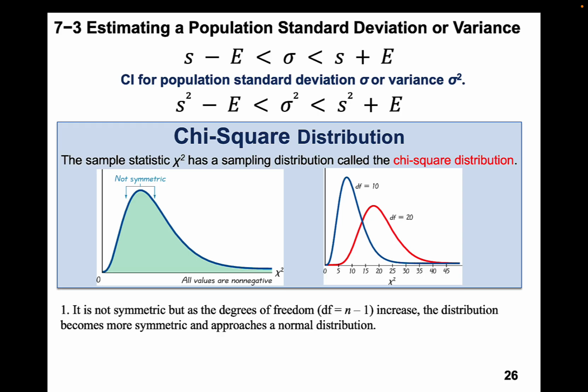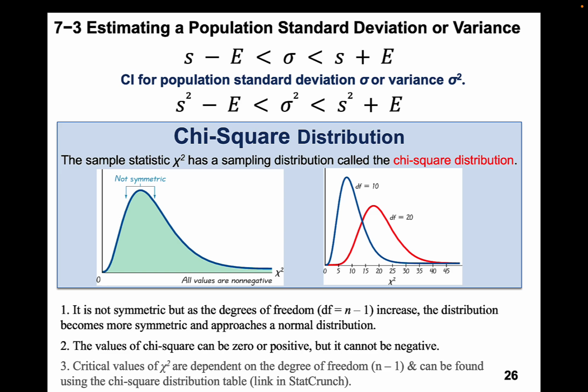Just writing those down. 1, it is not symmetric, but as the degree of freedom, df, which is equivalent to n minus 1, increases, the distribution becomes more symmetric and approaches a normal distribution. The values of chi-square can be 0 or positive, but not negative. And the critical values of chi-square are dependent on the degree of freedom, which is again n-1, and can be found using the chi-square distribution table.